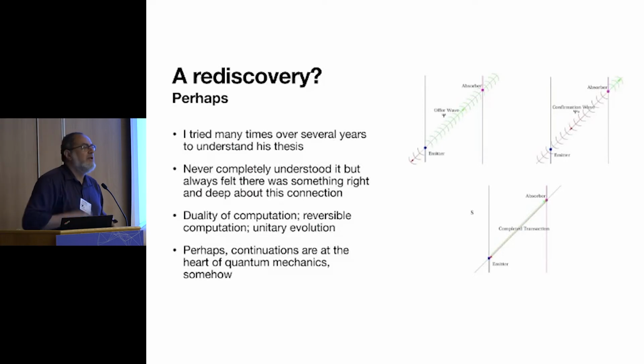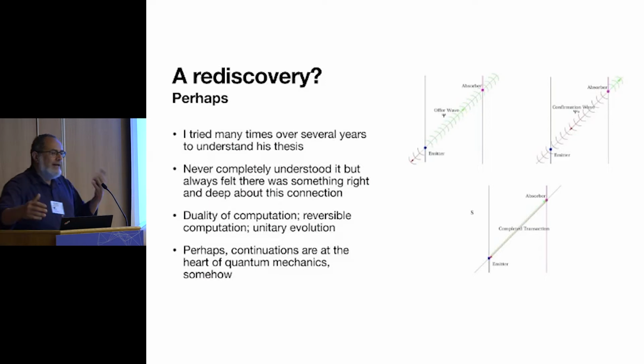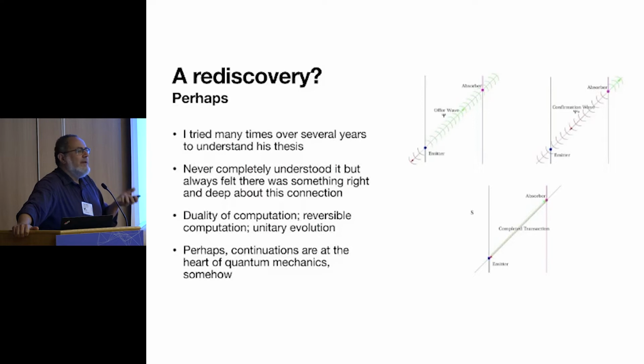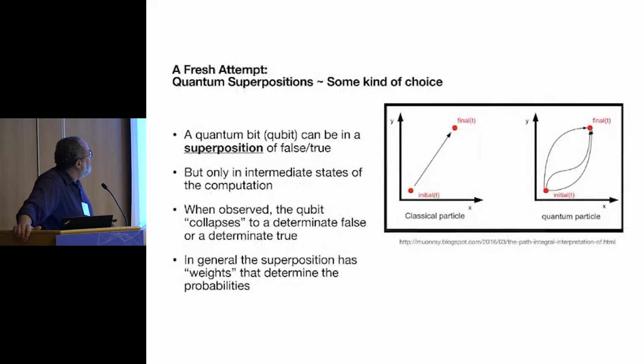like a gem in there, because we know that quantum evolution is unitary, it's reversible, it goes back and forth. If you look at Feynman diagrams and at various interpretations, you will find waves going forward and backwards. So there is something about continuations, about going back and forth, about duality. Maybe there is something there that is fundamental to quantum computation. So that was my goal. Let's do a fresh start.